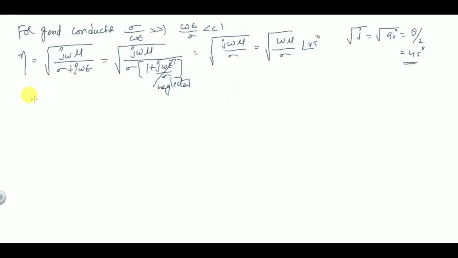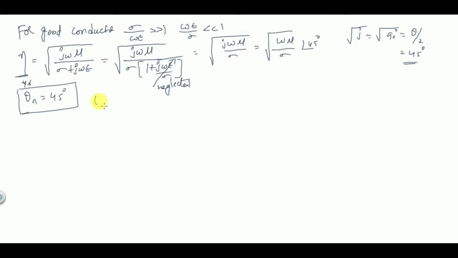Right, so what we have got is theta n, the angle of intrinsic impedance. Theta n value is 45 degrees. This is a very important point. Theta n, the angle of intrinsic impedance in the case of a good conductor, is 45 degrees.